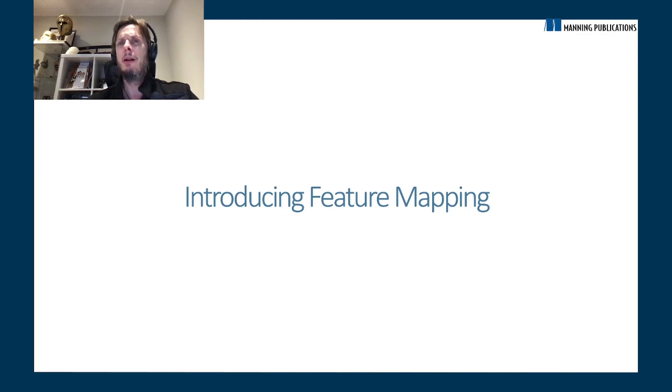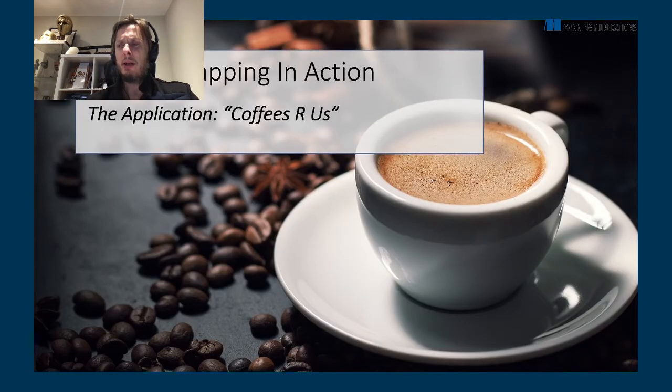So rather than explaining what it is, what I want to do is walk you through a concrete example of how feature mapping actually works. We're going to look at an application called Coffees R Us, which is a mobile app which allows you to order coffee at a chain of coffee stores. I'm going to pick a random story from this application, and we're going to walk through it using feature mapping. We're going to see what comes out of it.